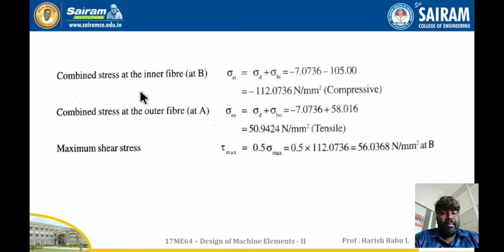When I combine them, sigma Ri is equal to sigma D plus sigma Bi, I'm going to get minus 112.0736, so compressive stress. At the outer fiber, I'm going to get 50.9424, which will be a tensile stress. So tau maximum is 0.5 of sigma max, when you compare over here. At the inner fiber the compressive stress is more, that is 112.0736, so I'm going to take that. Take the maximum value irrespective of the sign. I'm going to get 56.0368 Newton per mm square at point B.